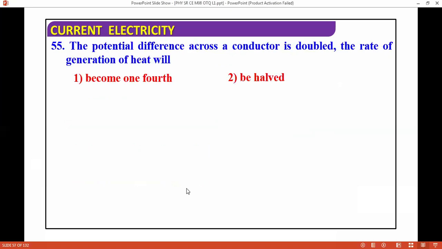The potential difference across the conductor is developing the rate of generation of heat. See, I don't know this question. If you know, you know. This question is very easy. Basically, what we are playing with is potential. If you know the potential and the rate of heat generation, then you can do this question in seconds. If you don't know, leave it. Okay. Moving to the next question.